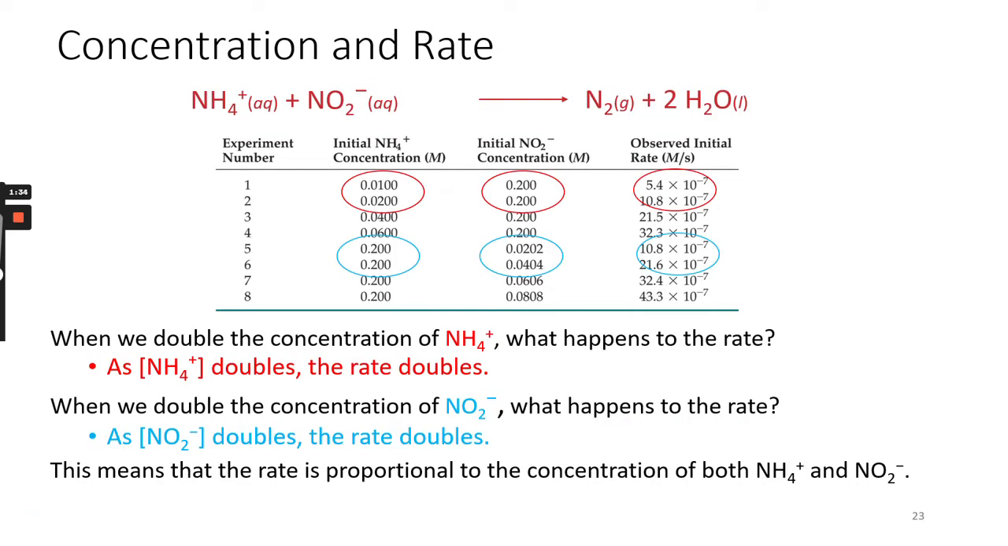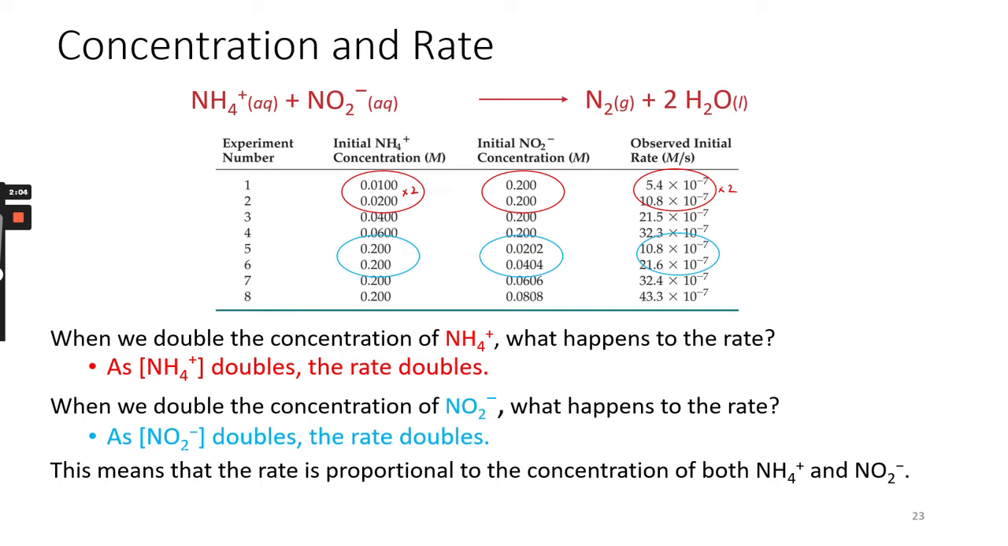So, as we double the concentration of ammonium, what happens to the rate? Here we're doubling the concentration. We went from 0.01 to 0.02. Let's look at the rate. We went from 5.4 to 10.8. So this was doubled. And if you multiply 5.4 times 2, it was also doubled. So as ammonium was doubled, the rate doubles.